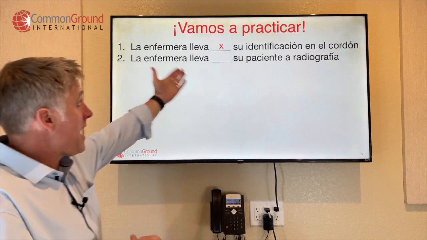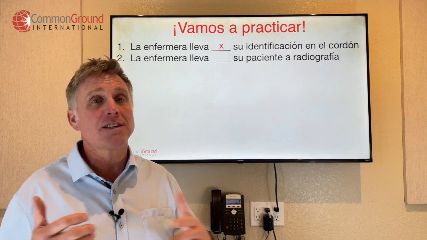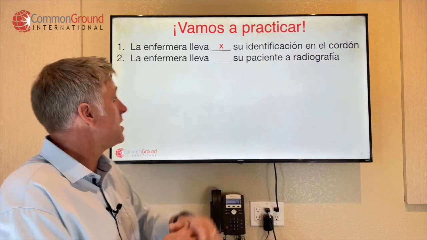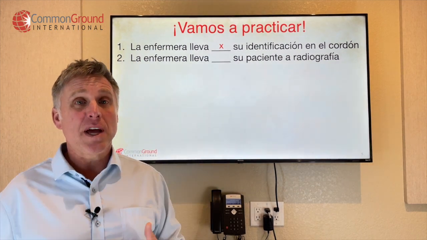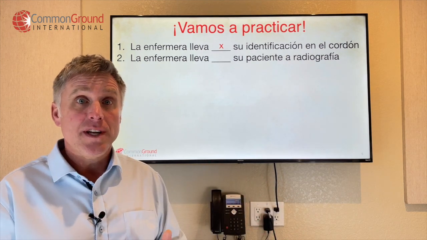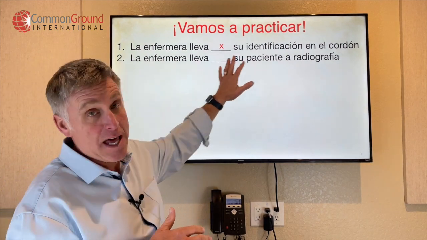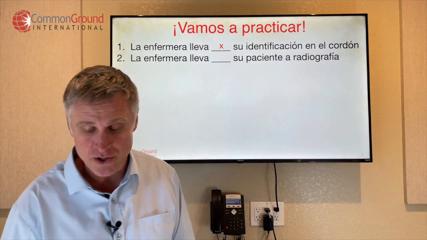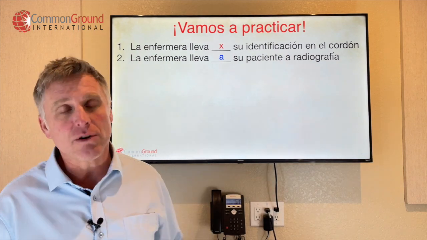La enfermera lleva su paciente a radiografía. So now we're saying the nurse takes. So llevar could be wear, and it can also be takes from one place to the next. La enfermera lleva su paciente a radiografía. The nurse takes her patient to radiology. Okay, the same verb is llevar, that's our action. Now, is she doing it to an animate object or inanimate object? She's doing it to a person. So we have to say la enfermera lleva a su paciente a radiografía. Okay?